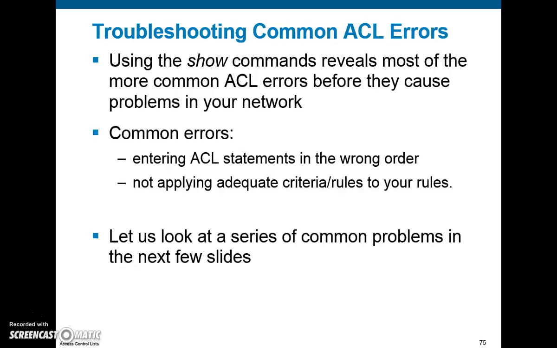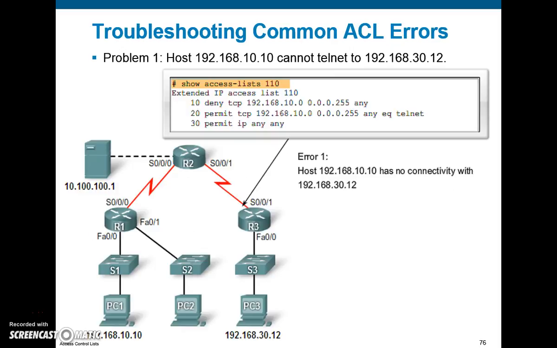Show commands normally will reveal most of the common ACL problems. The common errors are entering the ACL in the wrong order, or the criteria of the rules being applied wrongly. Okay, let's look at some of the common errors. The first one: this host 192.168.10.10, which is here PC1, cannot telnet to PC3. Let's look at the ACL that's supposed to do that.